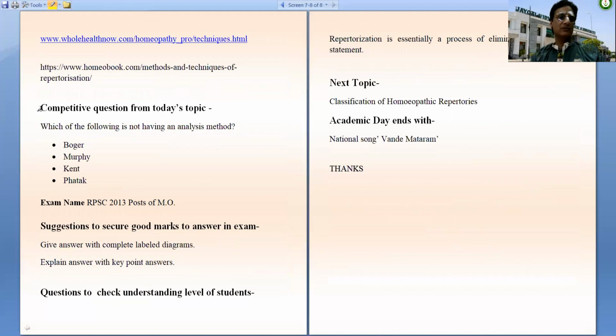But before leaving, I would like to give you an assignment that consists of a subjective question. And the question is, repertorization is essentially a process of elimination. Justify the statement. You have to answer the question. Repertorization is essentially a process of elimination. Please justify the statement.